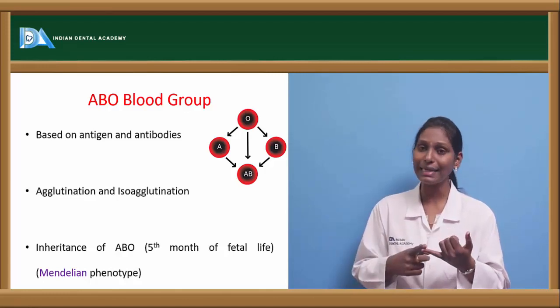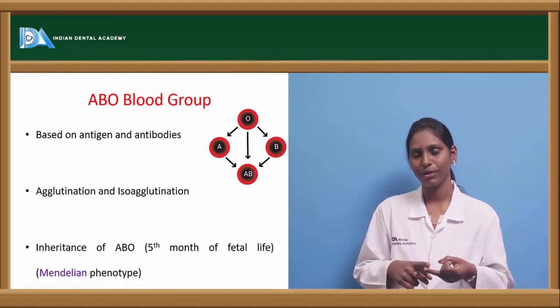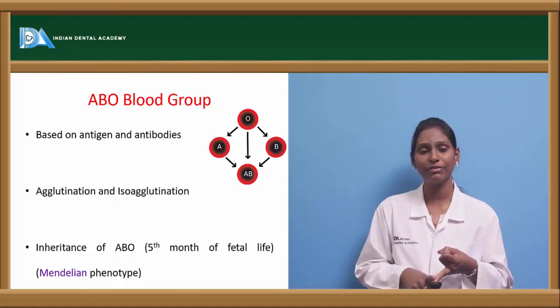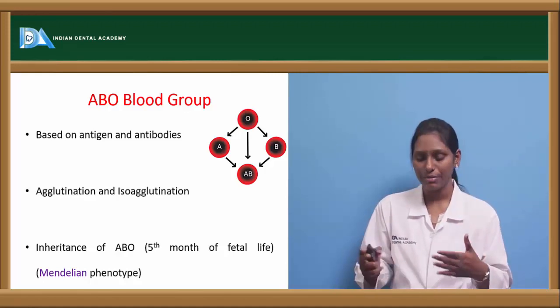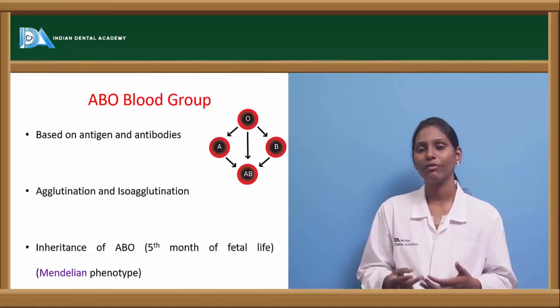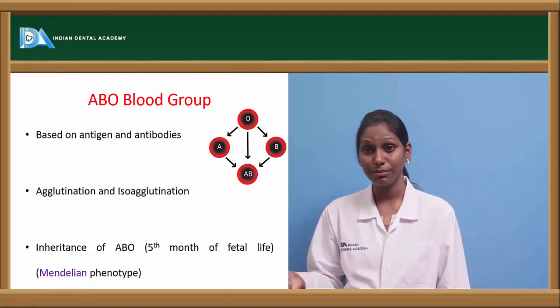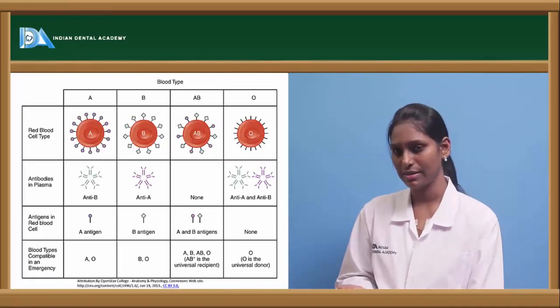The antibodies, anti-A and anti-B, are usually not developed within the fetal system. Usually they are developed 2 to 3 months after the child is born. After the child is born, there will be development of the antibodies against the missing antigens. That is how the development of the system occurs.